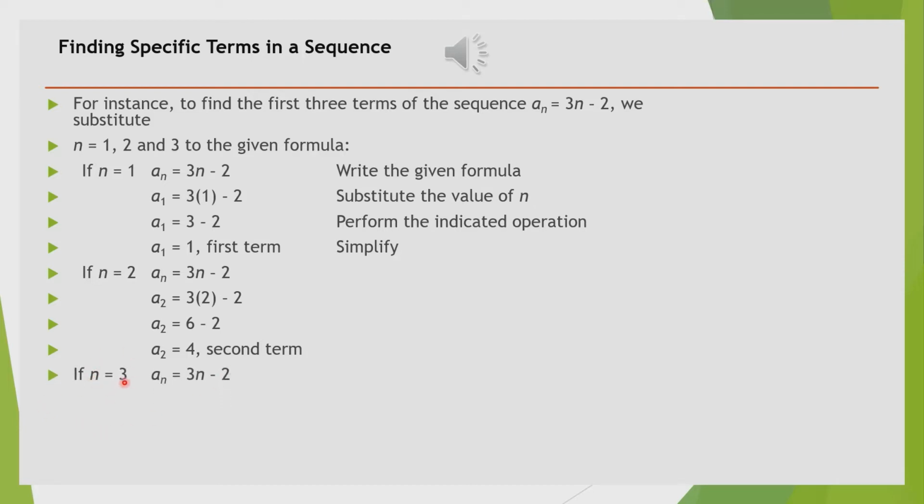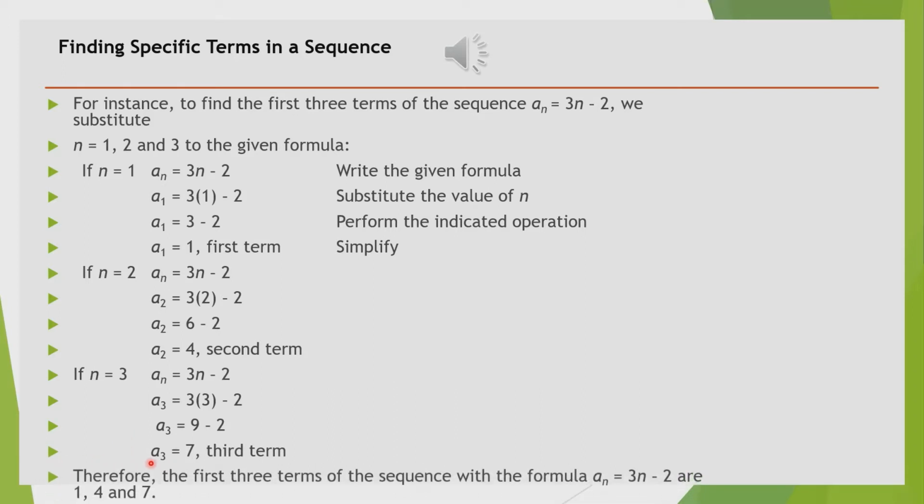When n is 3, or in the third term, we denote it as a sub 3 for the third term of the sequence. Again, the value of 3 for n is substituted in the formula. So, 3 times 3 minus 2. So, our a sub 3 is 9 minus 2, which is 7, which is the third term of the sequence.